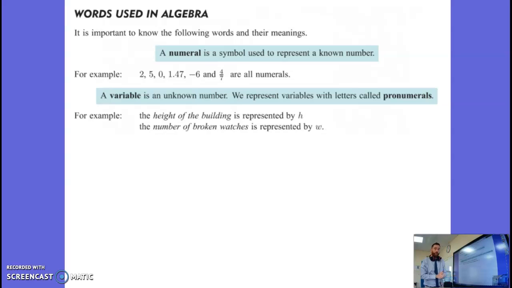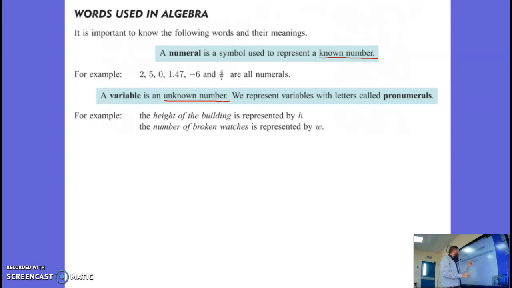Next word you might need to know is a variable. And a variable is a number that we don't know yet. So here's the slight difference here. A numeral is a known number, and a variable is an unknown number. Now we usually write down variables as a letter. So when you see X, Y, N, A, B, whatever it might be, those are variables because they could be different numbers at different times. Until we know them, they are unknown numbers and they are variables.